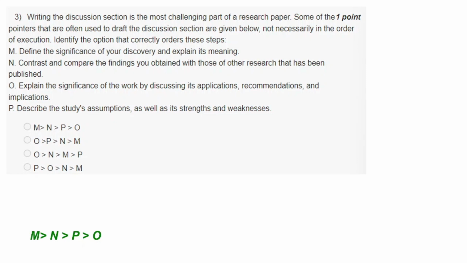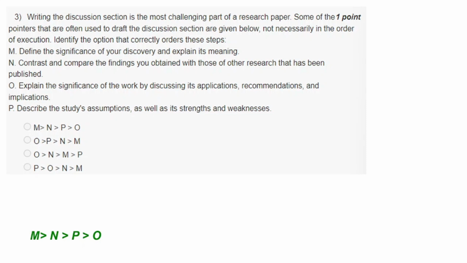So you're moving from the narrow part of the hourglass to the broad part of the hourglass in the base. You move from how your discovery, whatever you have stumbled upon, why is that significant, and you explain the meaning a little bit. Then you contrast and compare the findings you obtained with those of other research that has been published. Then you try to put that in context with other work that has already been published before. So that's how you are going to the broader part of the hourglass.